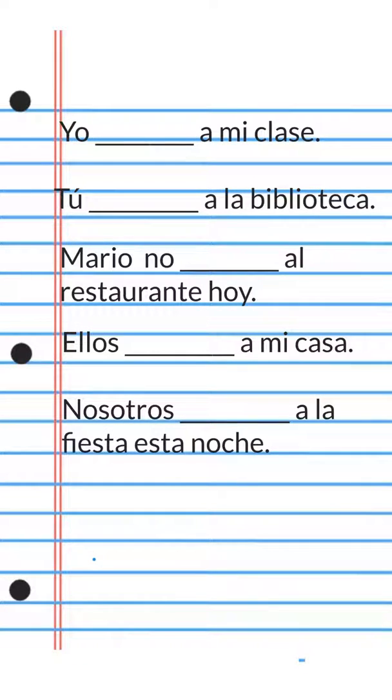So here we have some examples where we will conjugate the verb ir for the different subject pronouns in order to create sentences. So let's look at the first example. Yo blank a mi clase. How would you conjugate the verb ir in order to function correctly in this sentence? The correct answer would be voy, meaning I go to my class or I am going to my class. For the next example, how would you conjugate the verb ir for tú?